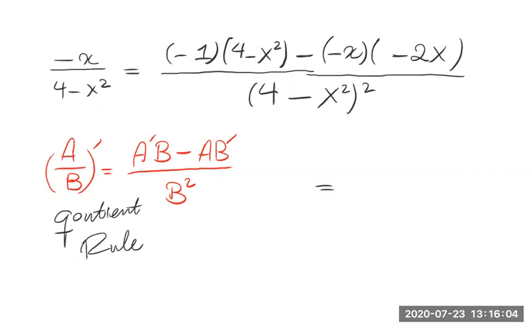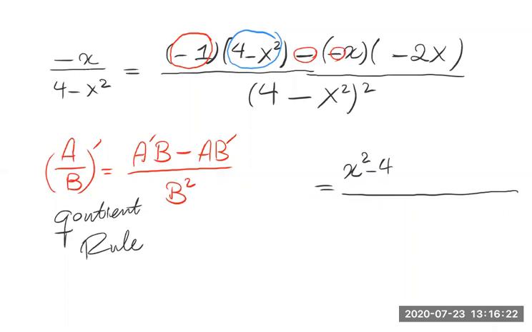We can simplify this thing. Minus 1 times 4 minus x squared, well, it will be x squared minus 4. Here we have negative times negative. They will cancel each other. Both of them will become positive. And we have x times minus 2x. The result would be minus 2x squared. In denominator, we have 4 minus x squared squared. We'll leave it like that.